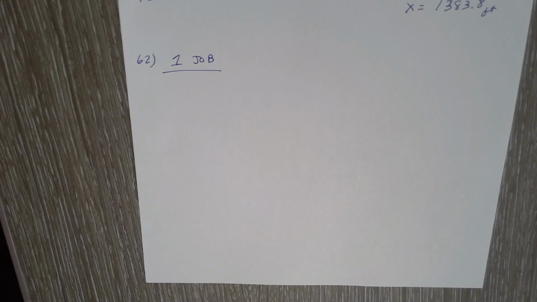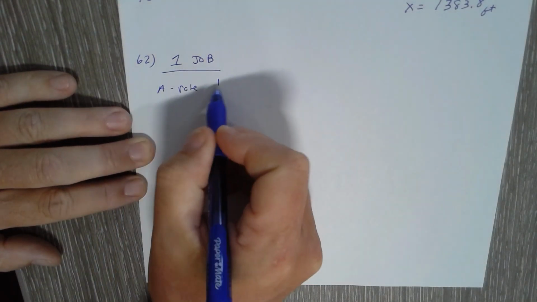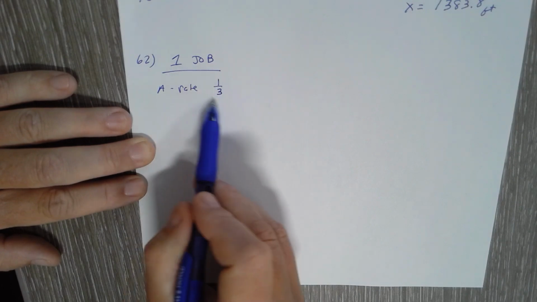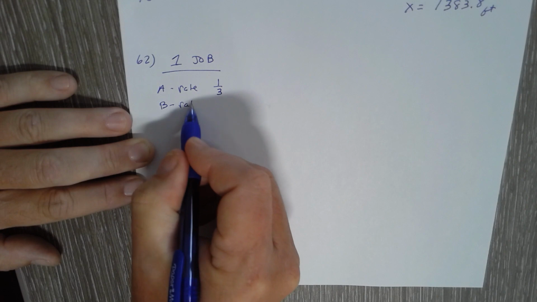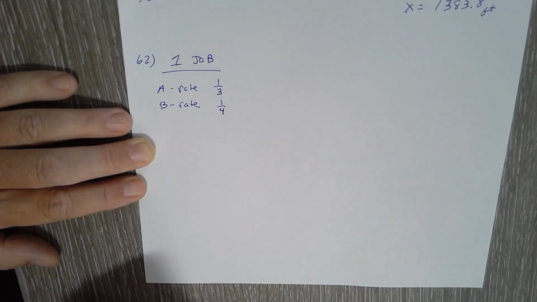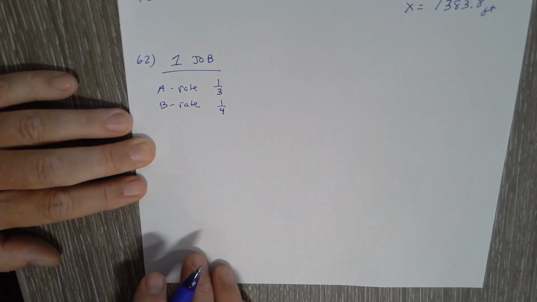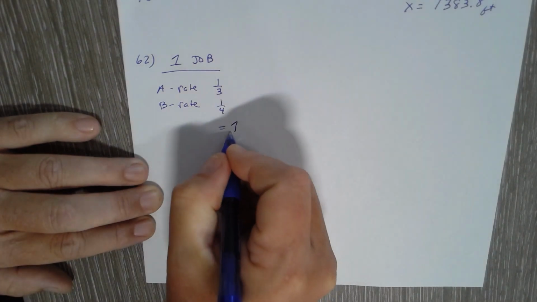But number 62, I know you've read it through. We got a printer that can print a report in 3 hours. So printer A, its rate is 1/3. Every hour it does 1/3 of the job. Printer B, its rate is 1/4. Every hour it does 1/4 of the job. Now, it wants to know how long it would take both printers working together to print one report. So it's going to equal one job.